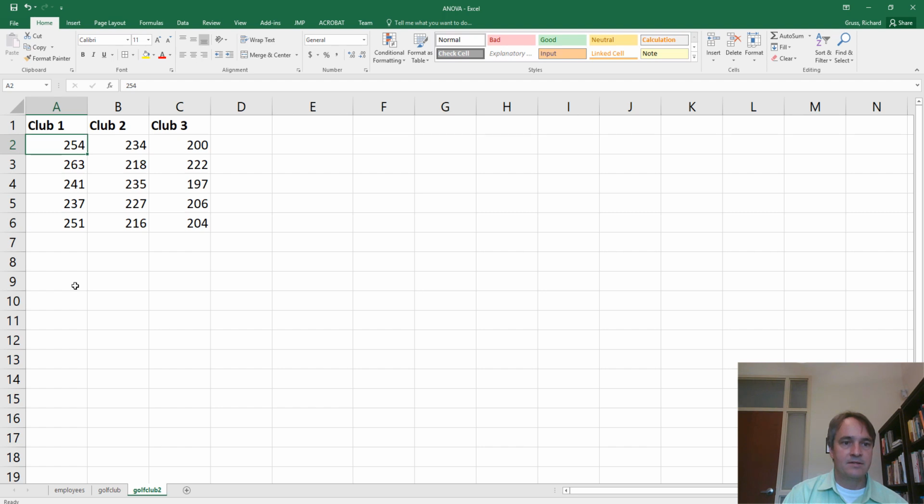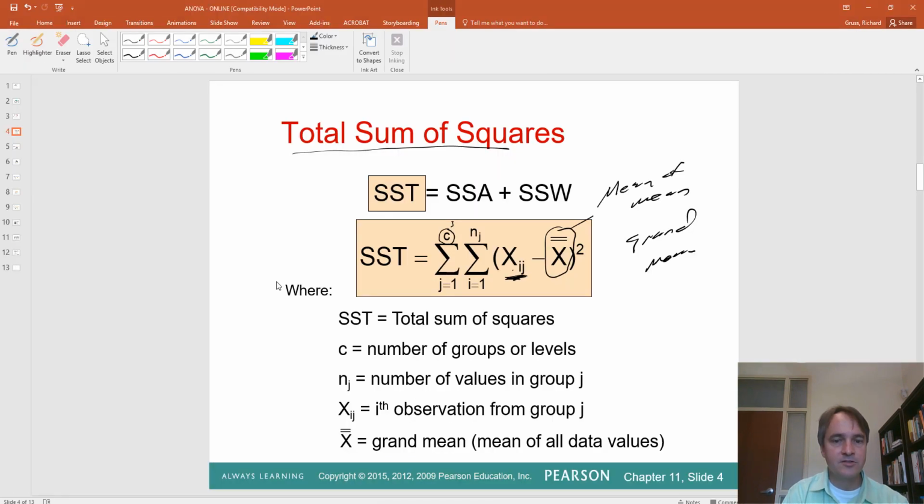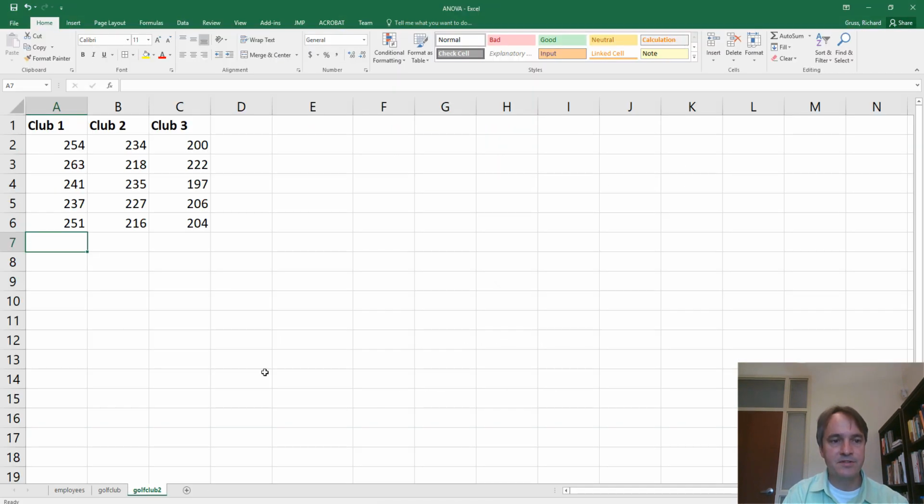But it does appear that some clubs seem to be generally stronger than the others in terms of how far it hits. Okay, so I'm going to be using this example to demonstrate how to calculate each of the things as we come to it.